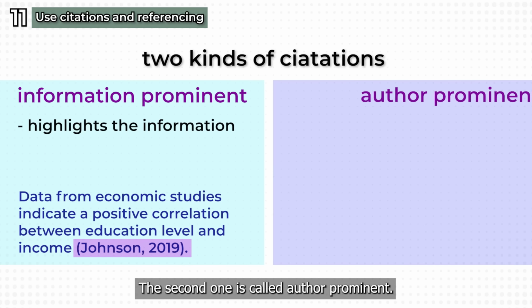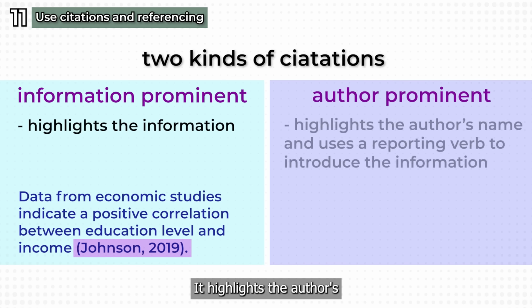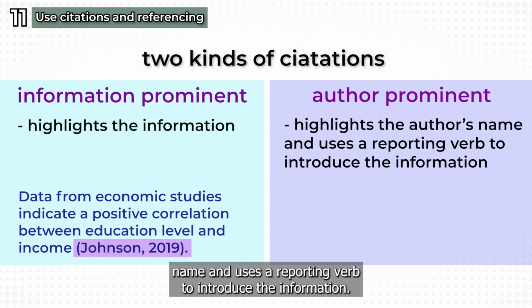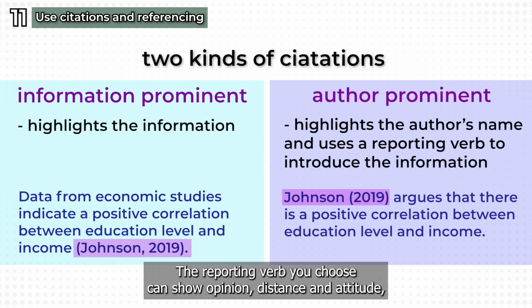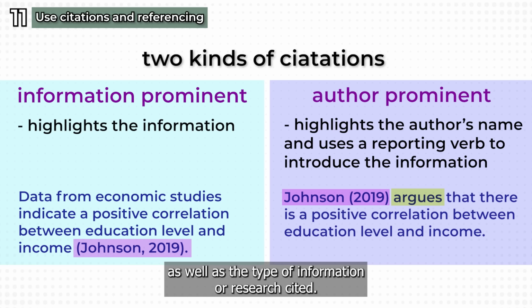The second one is called author prominent. It highlights the author's name and uses a reporting verb to introduce the information. The publication year is given in brackets after the author's name. The reporting verb you choose can show opinion, distance and attitude as well as the type of information or research cited.